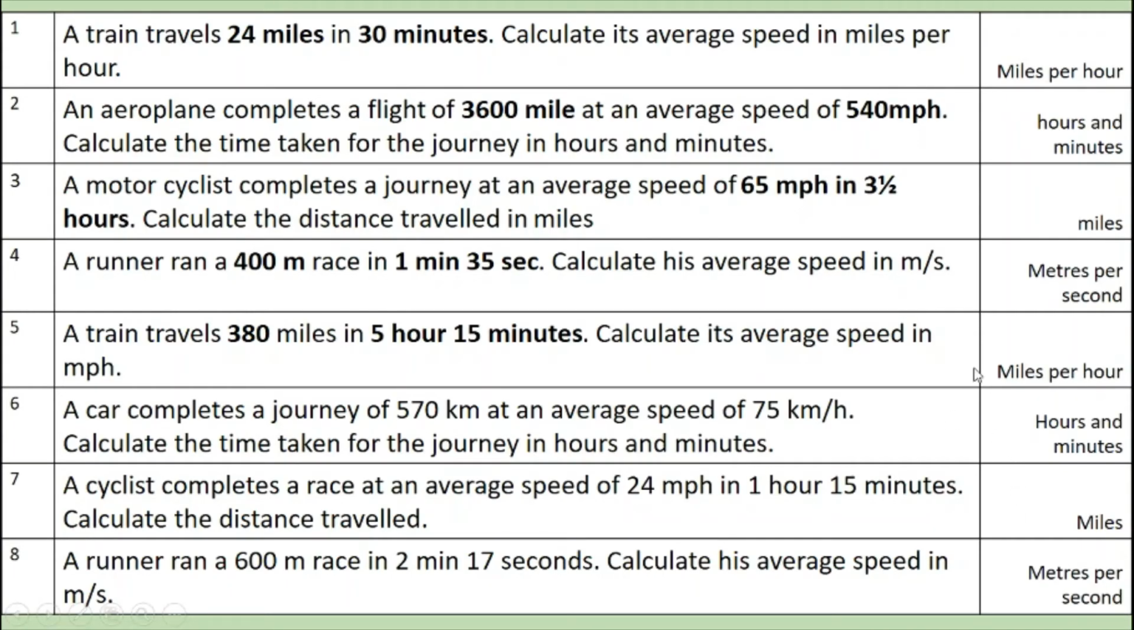Okay, on screen now are 8 questions. I've highlighted to begin with in bold the units given, and you need to use those to make the calculation it's after. So the first one, for example, wants a train travelling 24 miles in 30 minutes, calculate its average speed in miles per hour. I've put on the right hand side what units you should be looking for in each question, and for the first one, since it wants miles per hour, our units should be miles and hours. So you're going to have to start by changing the 30 minutes. Give these a go, pause it while you do, and then unpause it for the answers.